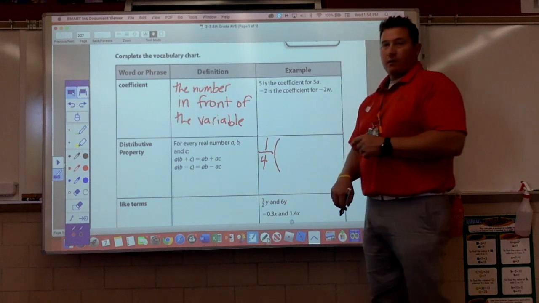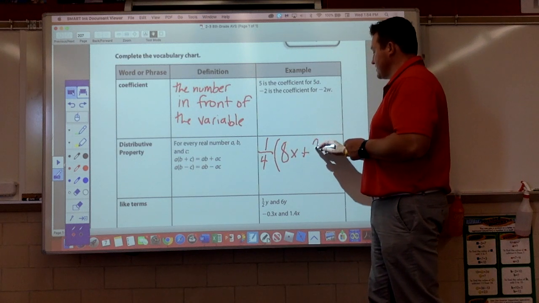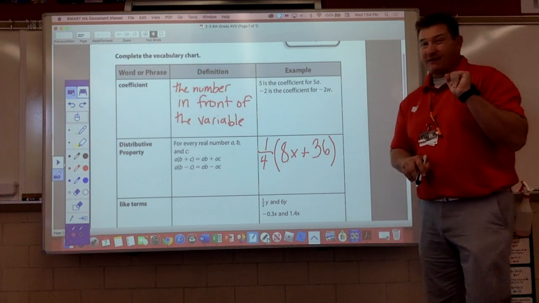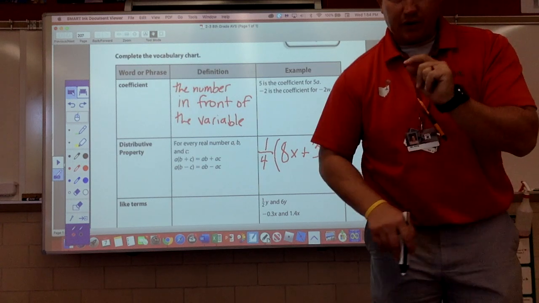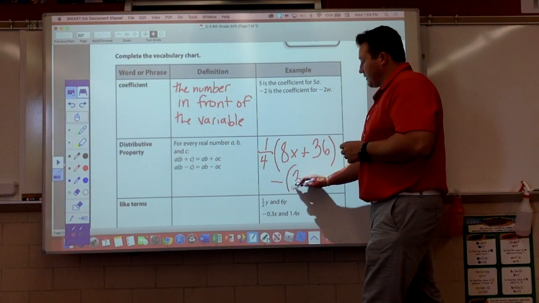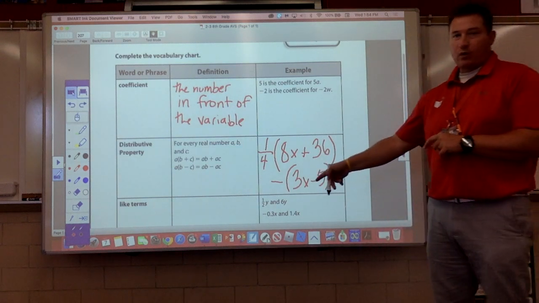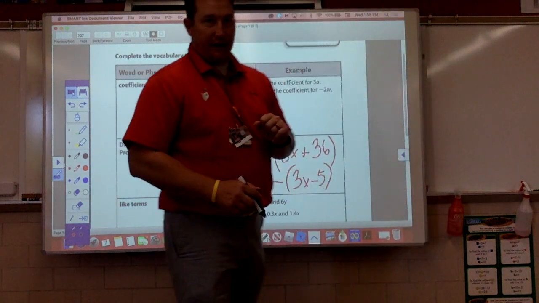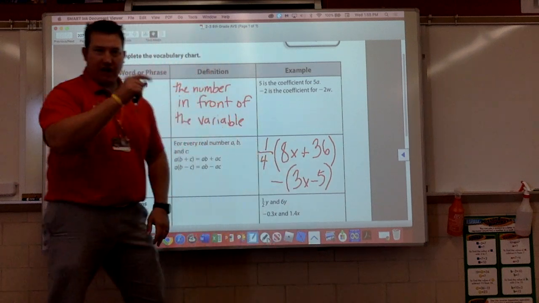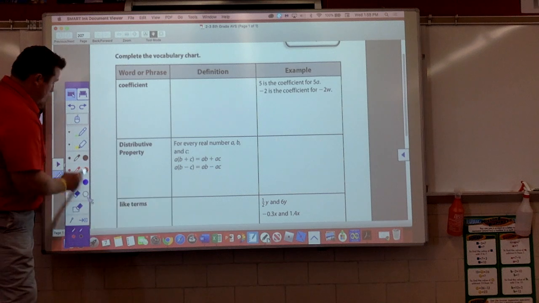1/4. We will multiply that by the quantity 8x plus 36. I'm also going to give you the sneakiest distributive property problem they could ever do. Here it is right here: negative (3x minus 5). There you go. Invisible 1 out there. Distribute the negative sign. Not going to change the numbers, but it changes the signs. Okay? 2 down. I think we got a couple more to go.